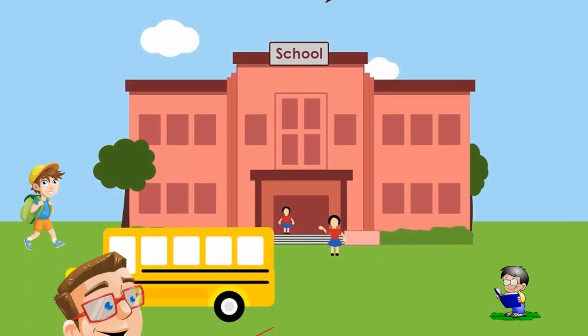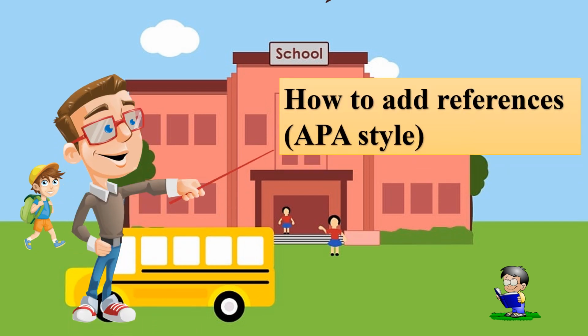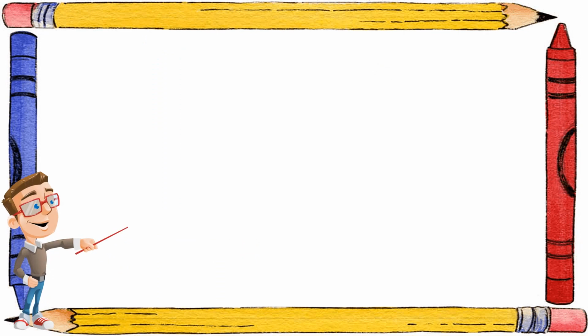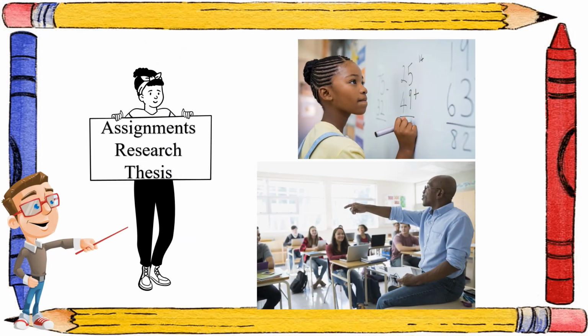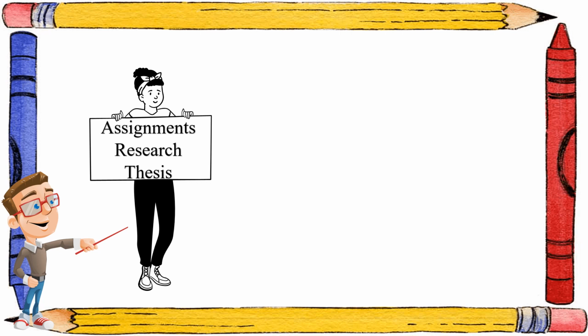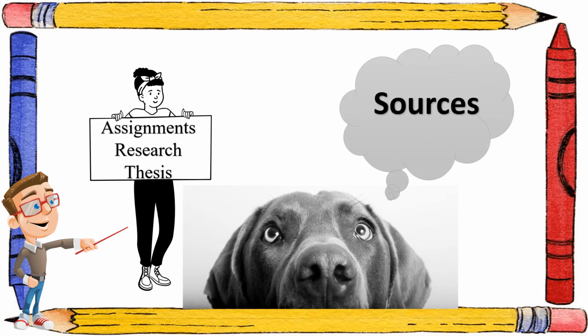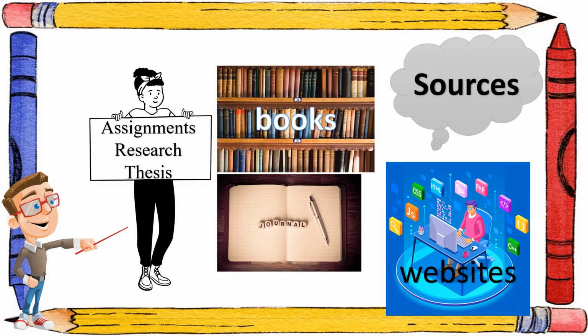Today the topic is the most asked question, and that is how to add references in APA style. Whenever you are in school, colleges or universities, you get assignments, research work or thesis. So what is the first thing that comes to your mind? And that is look for the different sources where you get the material. So those sources are books, journals and websites.